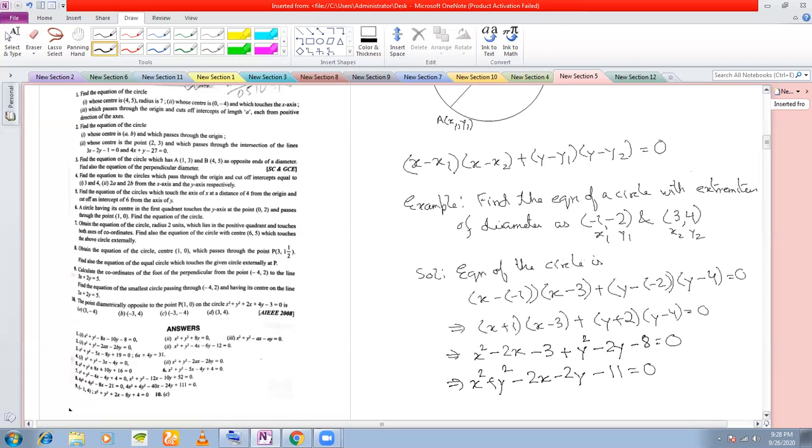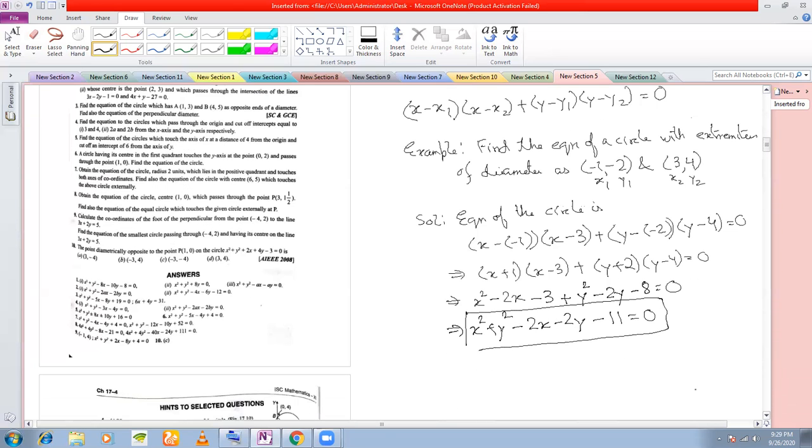Now 11u must be equal to 0. You might be wondering why I am writing the equation of the circle in this form, with x square and y square together, and x and y together. This is because the standard equation of a circle, we'll see after this exercise.